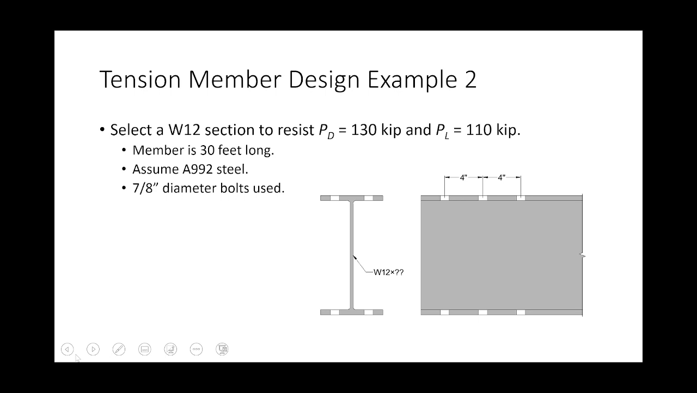All right, here's our problem. We're going to select a W12, so it's a W12 by something. Your homework assignment had a W8 by something, so the process is going to be very similar. I switched it up a little bit.